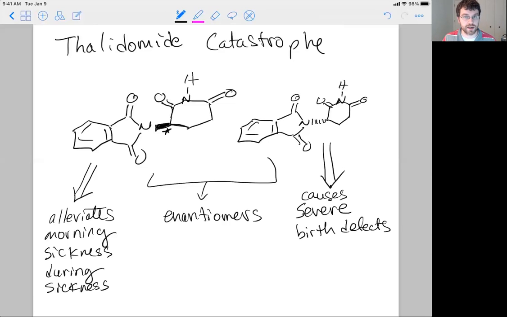And so this would really hamper the development of the growing child inside of the pregnant individual, causing severe birth defects. For the most part, it would result in death before the child was born. So a lot of children were lost because people were actually consuming both of these enantiomers in their pill. So it turns out that a mixture of both was sold over the counter.